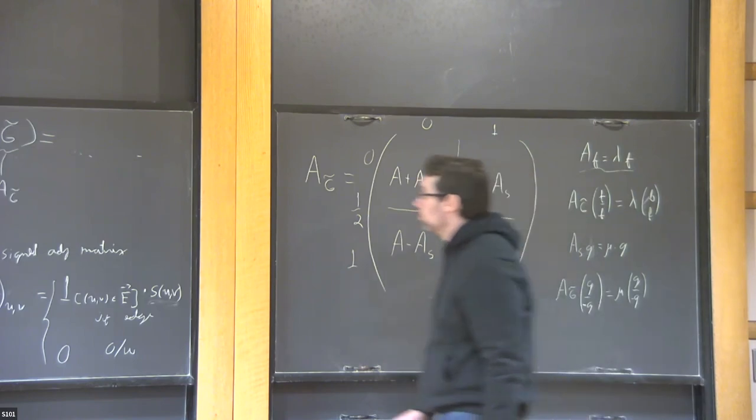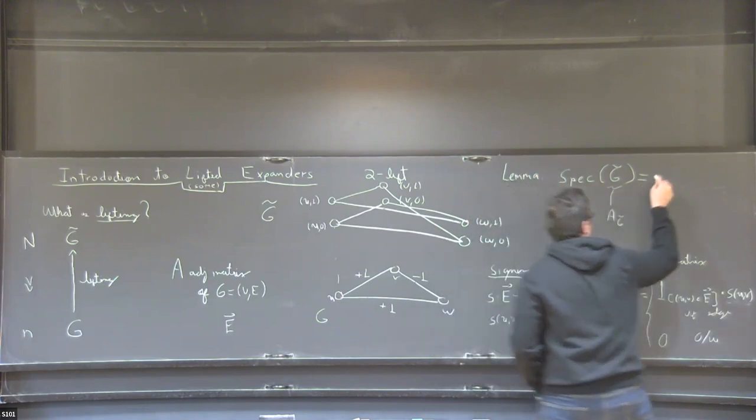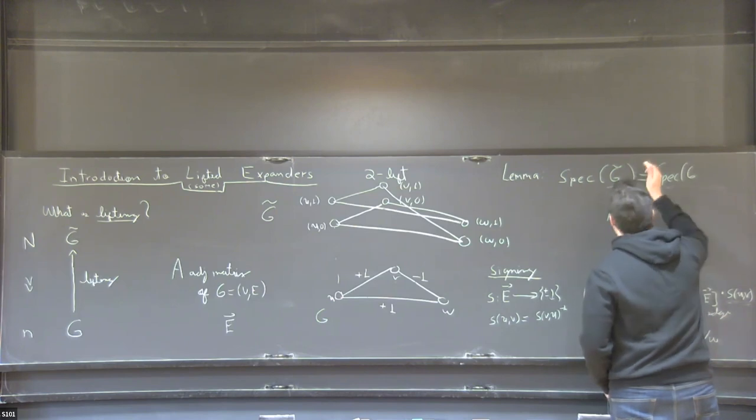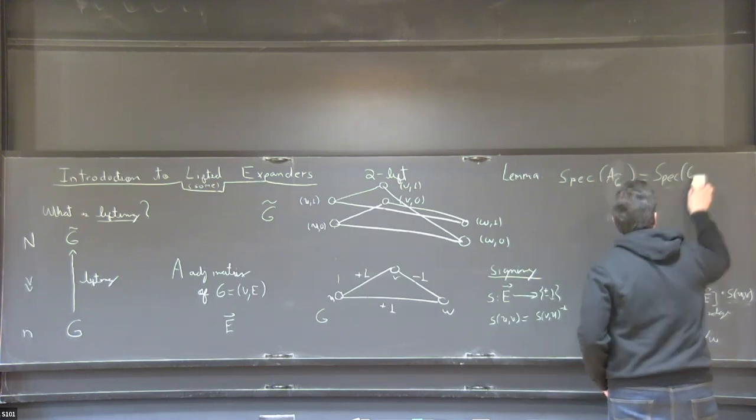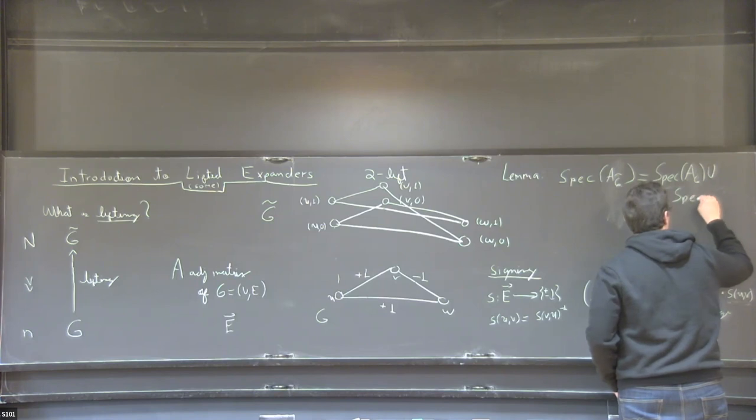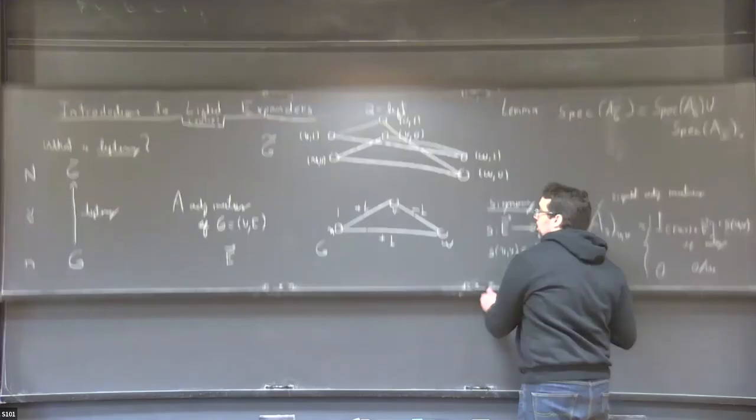And so the little lemma for two lifts is quite simple. The spectrum of the lifted graph, AG tilde, is going to be the disjoint union of the spectrum of G and the spectrum of the signed matrix. So we have this little lemma. Questions about this? This was an example for two lifts, and we are going to go towards a general definition. No questions so far.